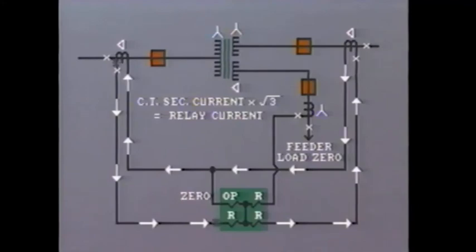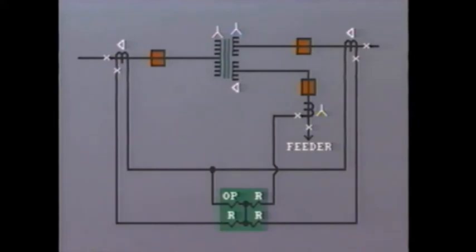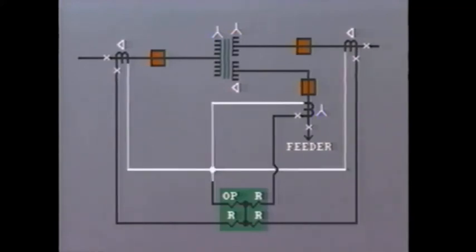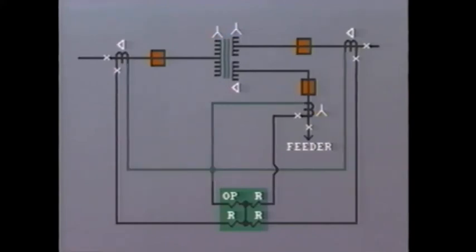CT secondary current times the square root of 3 equals relay current. Now, if there is load in the third winding, we must connect the third CT like this. Suppose we have, say, 0.6 amps in this first circuit, 0.5 in the second, and 0.1 in the tertiary. The current will flow like this, and as we can see, it still balances, and there is no flow of current through the operating coil. In studying these diagrams, usually these additional connections are left out for simplicity, but they are understood.